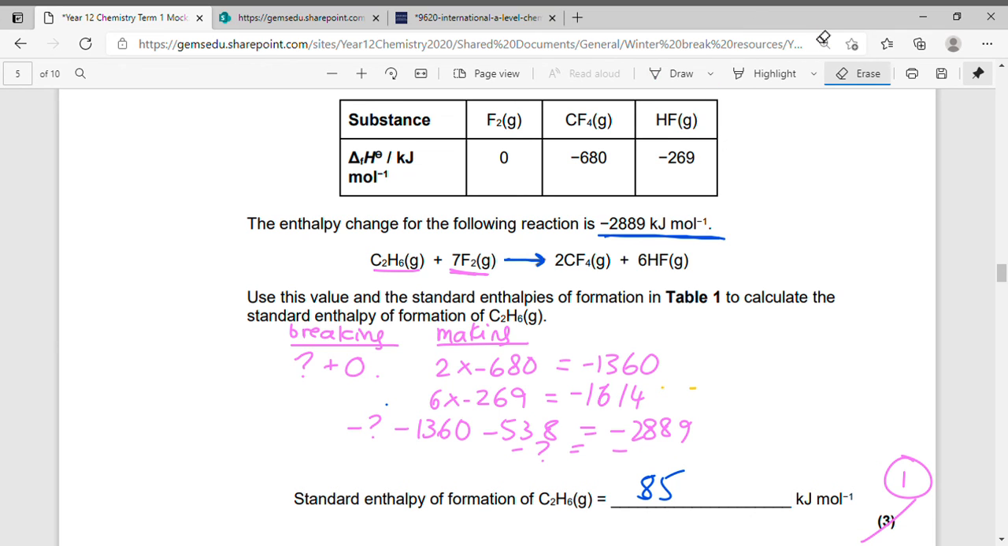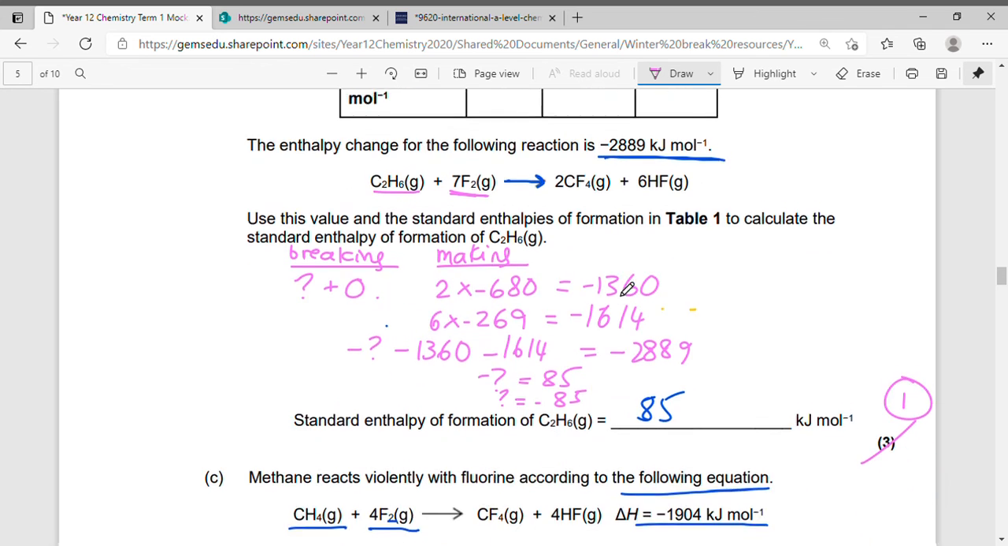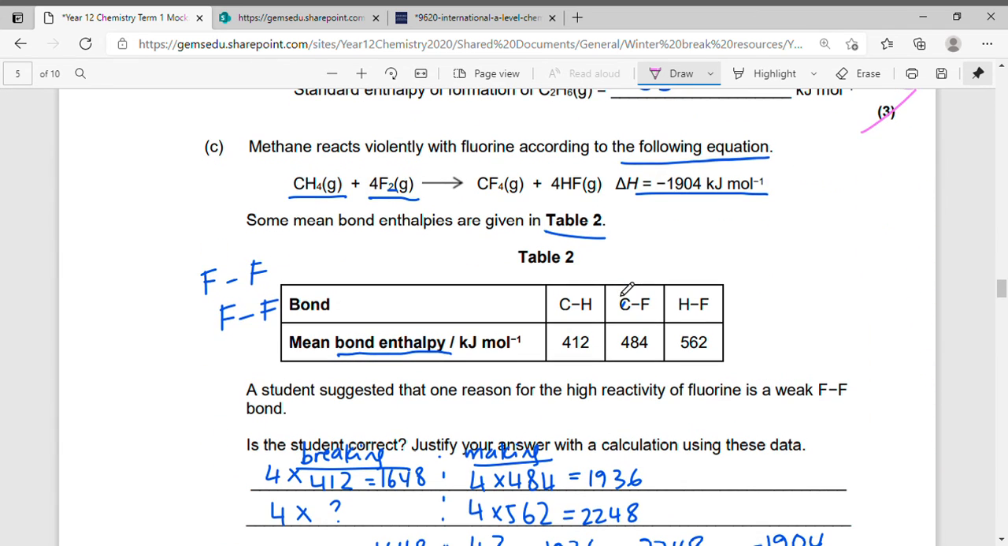And so let's try that again. 1614. Answer negative 889 plus 1260 plus 1614. Okay, so negative question mark is 85, and so question mark is negative 85. So I guess we understand that one in a sense. Let's carry on.